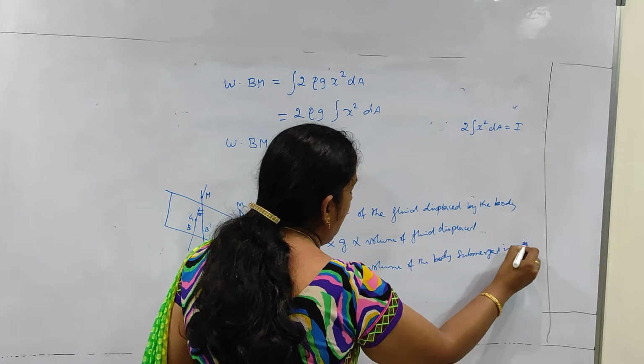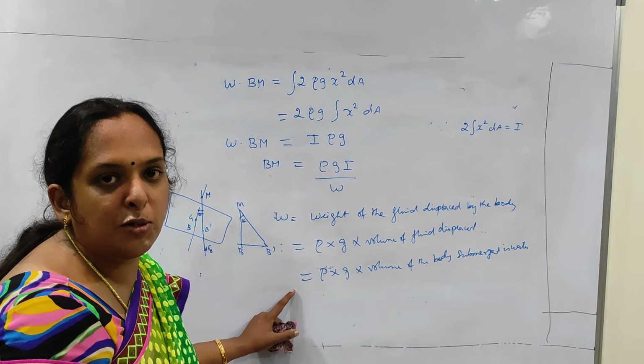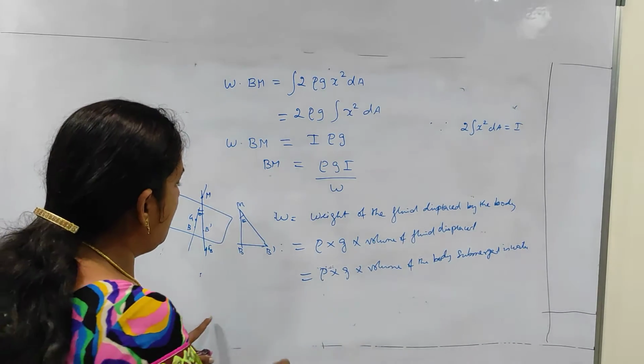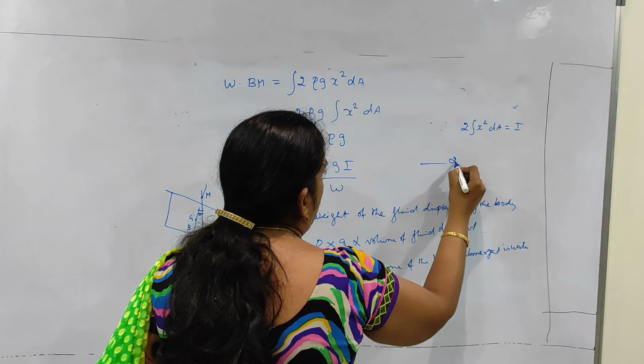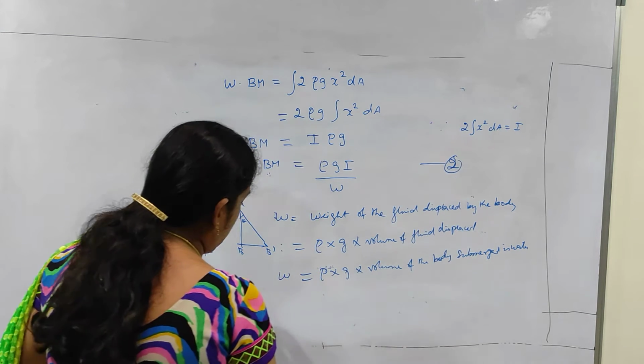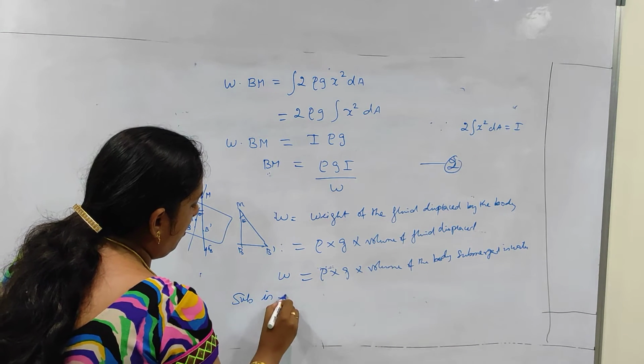Both are the same. Okay, so what has happened here? I know what this is, rho g into V. So now this is my W. I am going to substitute this in equation number 2. So what will I get here?